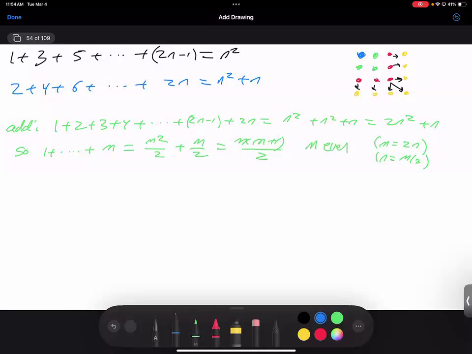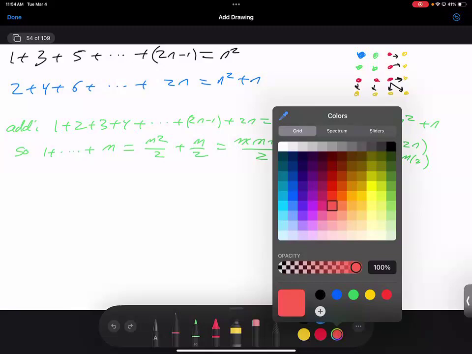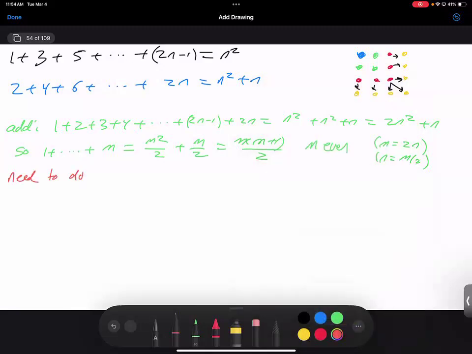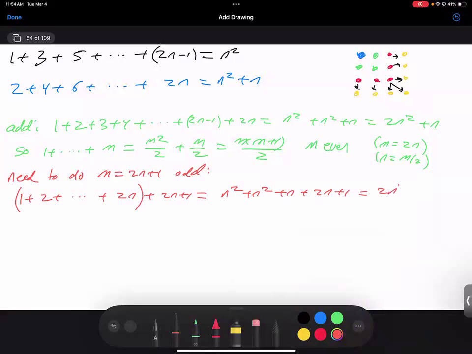So we know we could look at, I need another color. There's another color. So need to do m equals, say, 2n plus 1 is odd. So we could do 1 plus 2 plus ... plus 2n plus 2n plus 1. Well, that we can do. That's going to be n squared plus n squared plus n plus 2n plus 1, which is going to be 2n squared plus 3n plus 1.